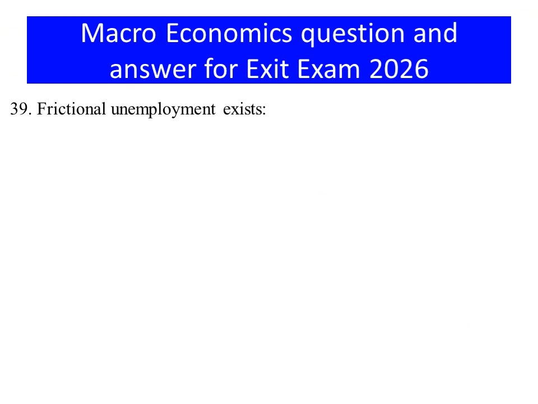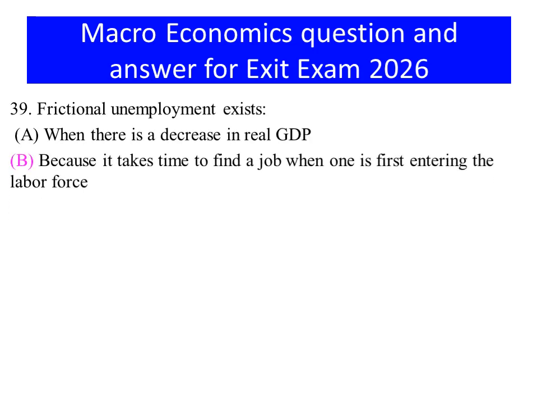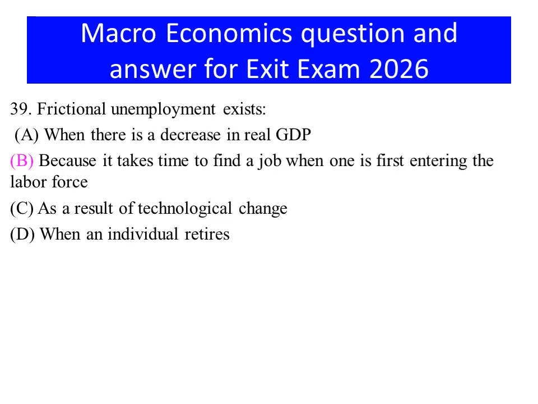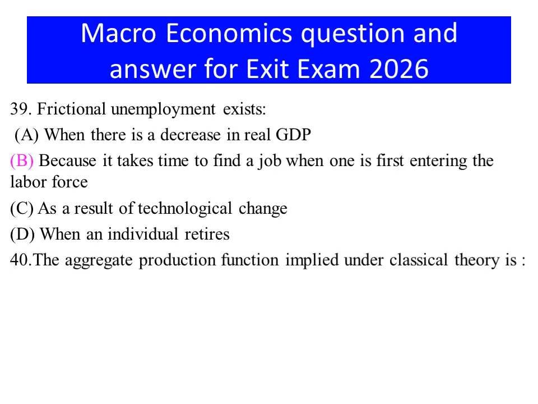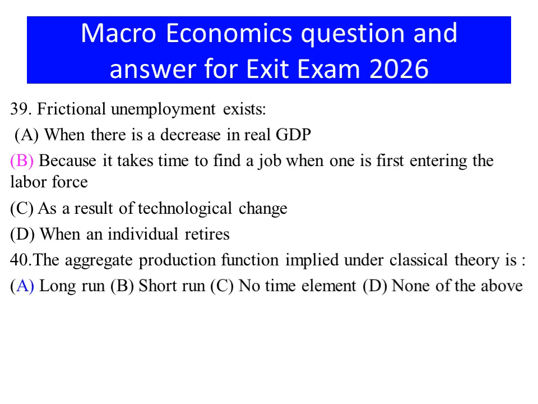39, frictional unemployment exists A, when there is a decrease in real GDP; B, because it takes time to find a job when one is first entering the labor force; C, as a result of technological changes; D, when an individual retires. The answer is B, because it takes time to find a job when one is first entering the labor force. Number 40, the aggregate production function implied under the classical theory is A, long run; B, short run; C, no time element; D, none of the above. That is long run.